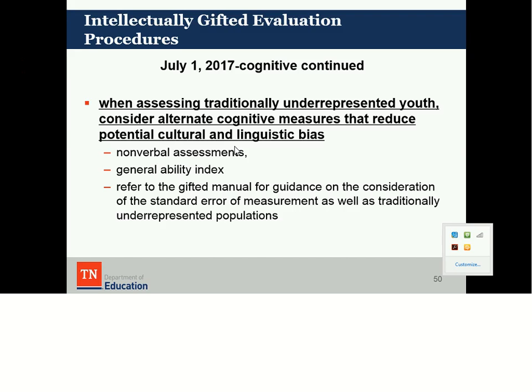Sometimes our twice exceptional youth, we may need to use some alternate composites that pull out some mitigating impacts of their other disabilities that may go into play on their overall ability. And so, again, it refers to the guidance of that standard area of measurement for underrepresented youth, and it kind of goes the same for all youth.